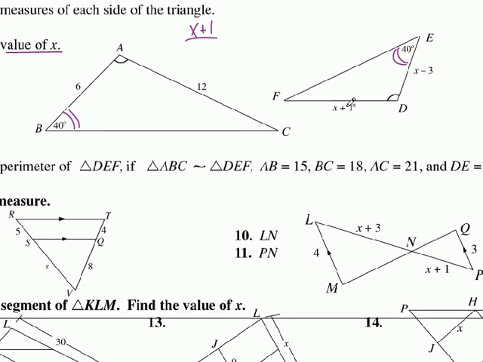How do you know it's the 6? Look at it. Look at what it's opposite. Look at the angle across from x plus 1. It's the 40-degree angle, right? So what side is opposite the 40-degree angle over here? The 12 is. So the x plus 1 and the 12 are actually the ones that correspond to each other. You see that? That's very helpful right there.